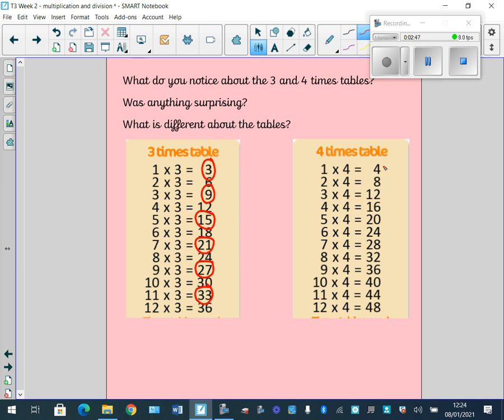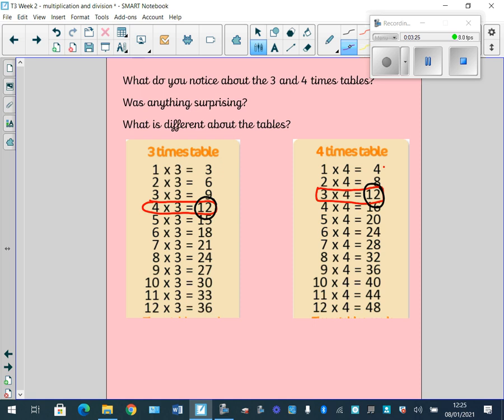Something I do want to point out to you is that in both the 4's and the 3's you can see we've got numbers that are in the same. So 4 times 3 is 12, and also 3 times 4 is 12. So 12 is what we call a multiple. It's a multiple of 3 and a multiple of 4. Okay. Can you see any other multiples which are both in the 3 times table and the 4 times table? What other numbers can you see? Have a little think. Pause the video if you want to.